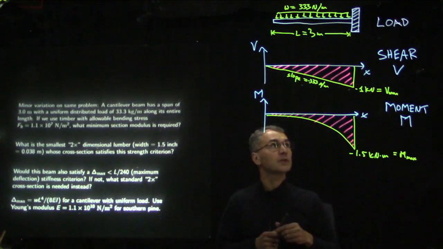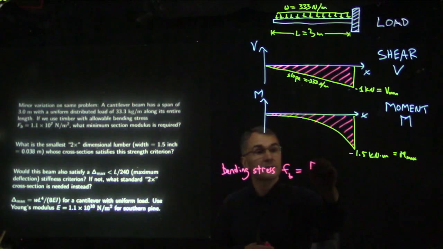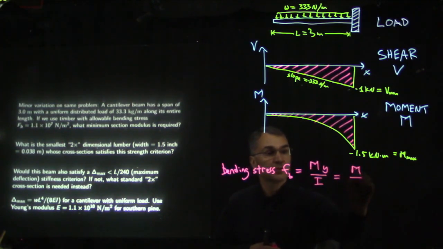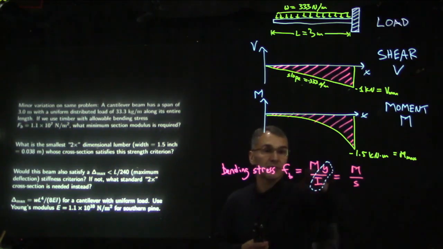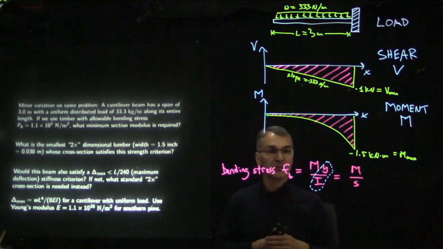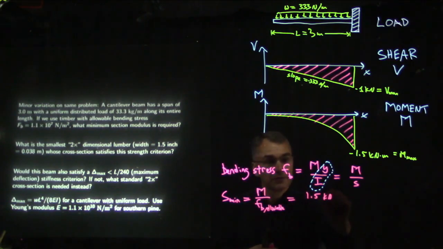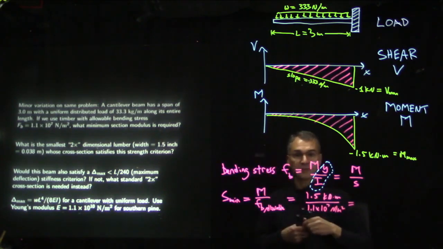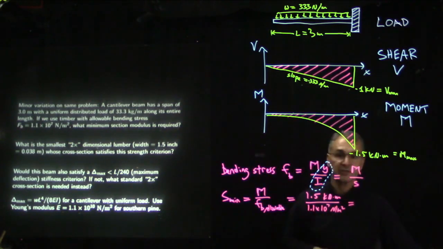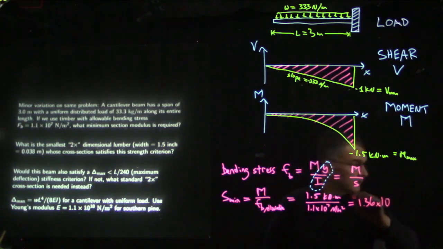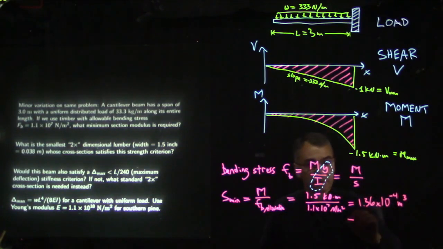Then we know that the bending stress, f_b, is Mc over I, which is just M over S. This geometrical combination of the second moment of area divided by the largest excursion away from the neutral surface is clumped together into one factor S called the section modulus. So the minimum section modulus is the bending moment divided by the allowable bending stress. This is 1.5 kilonewton meters divided by 1.1 times 10 to the 7th newtons per square meter. Remember, this is 1.5 times 10 to the 3, since the k is 10 to the 3. So that's 1.36 times 10 to the minus 4 meters cubed, but it's probably more useful to express it in centimeters cubed. So that's 136 centimeters cubed.